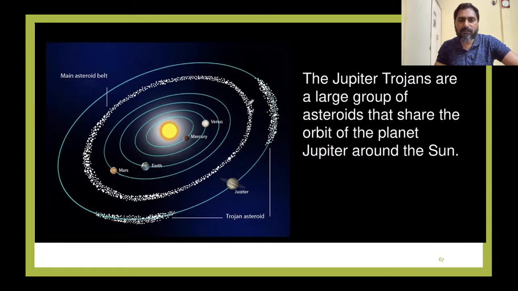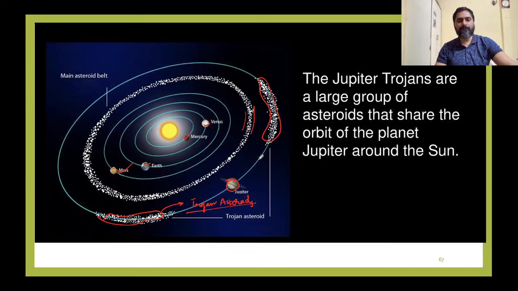Here you can see this is Mercury, this is Venus, this is Earth, this is Mars. This is the asteroid belt that you are seeing. But in Jupiter's orbit, this is Jupiter, and you are seeing that ahead of Jupiter and behind Jupiter, there are some asteroids. These asteroids are called Trojan asteroids. We have sent this mission Lucy to the Trojan asteroids of Jupiter.